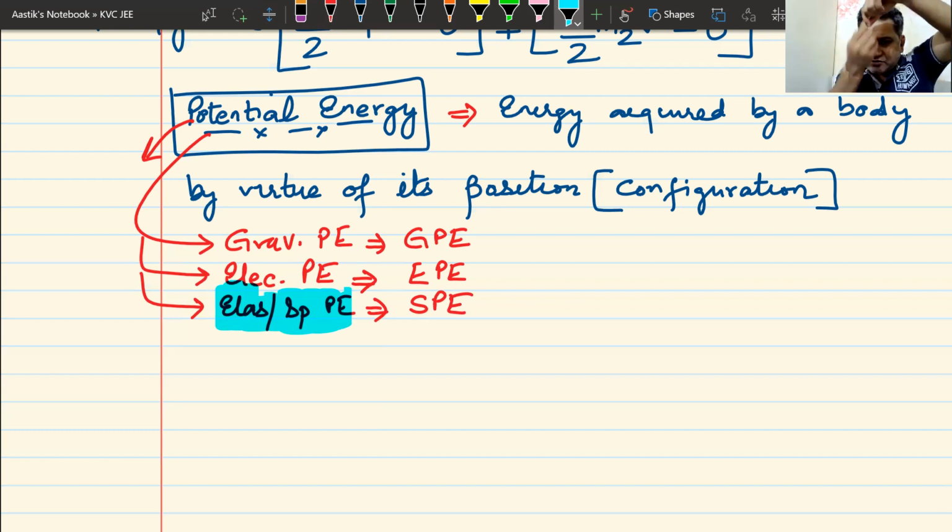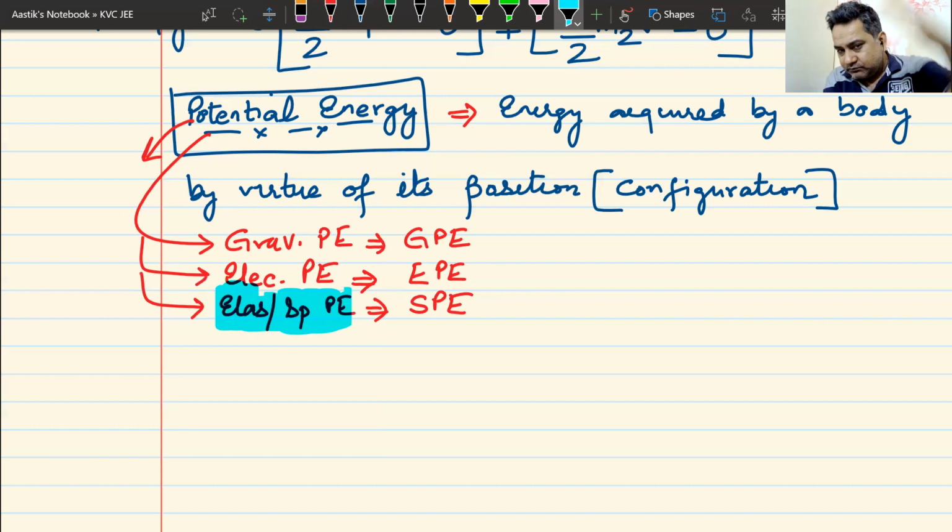You have a rubber band, you stretch it, it will try to come back to its original position. That is known as elasticity, because when it is stretched, it acquires an energy that is known as elastic potential energy. We will not be dealing with rubber bands, but we will be dealing with springs. So I will call it SPE, spring potential energy.